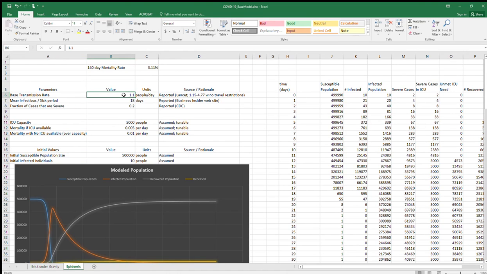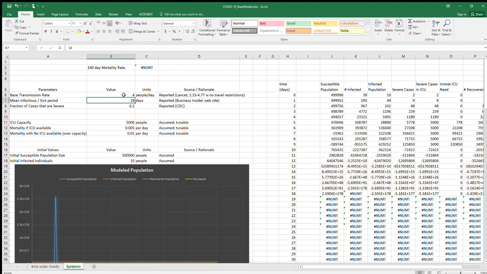So one thing you might want to consider is what if the transmission rate was actually at the high end of the range that was reported by the Lancet. So if we put in 4 for this, what happens? It turns out that the whole thing goes haywire.